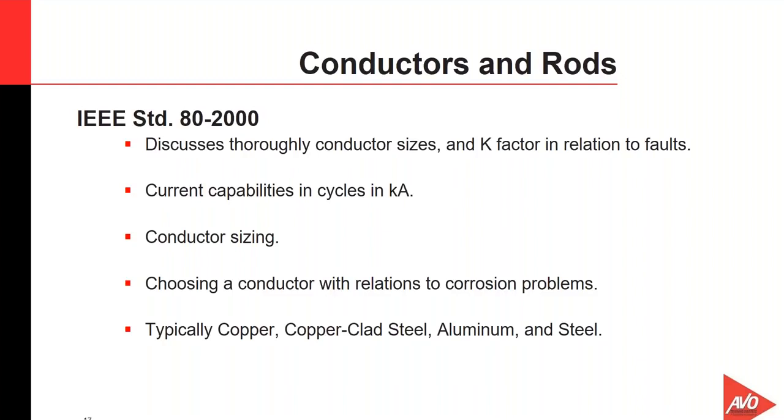Typically, what we're going to see out there from IEEE is going to be three types of conductors: a copper conductor, a copper-clad steel conductor, and aluminum and steel type rods.